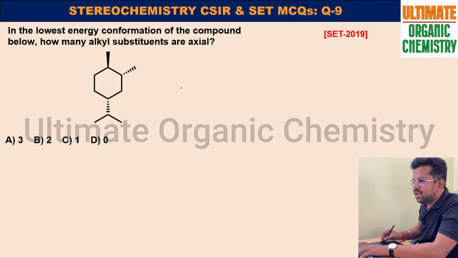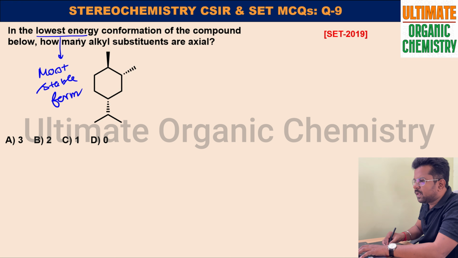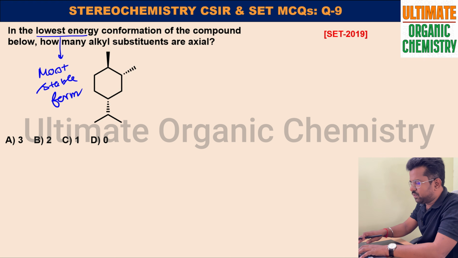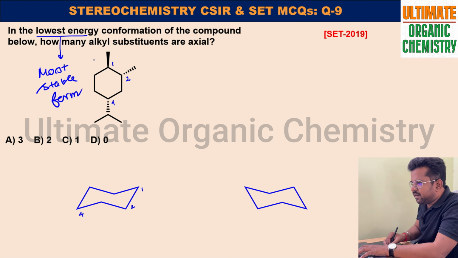Question number 9. The lowest energy means most stable form. In the lowest energy conformation of the compound given below, how many alkyl groups are present in axial position? So again, you need to convert this planar form of cyclohexane into chair form. So this is carbon number 1, 2 and 4. First carbon methyl group is present above the plane, and in this carbon the above the plane position is axial.